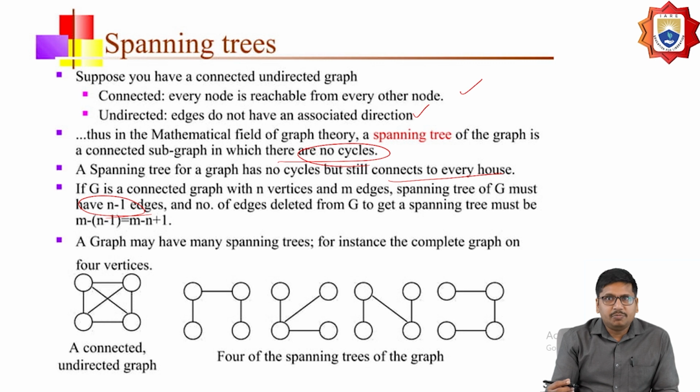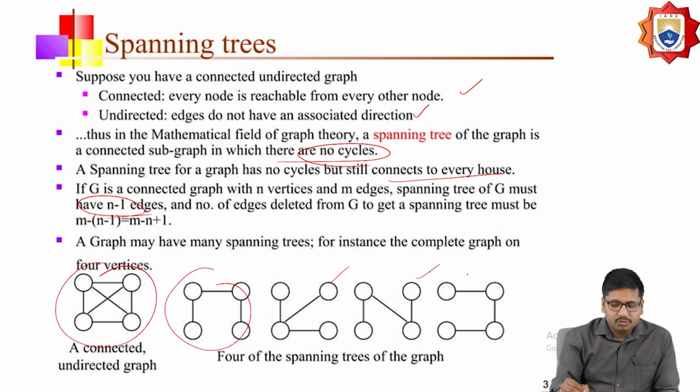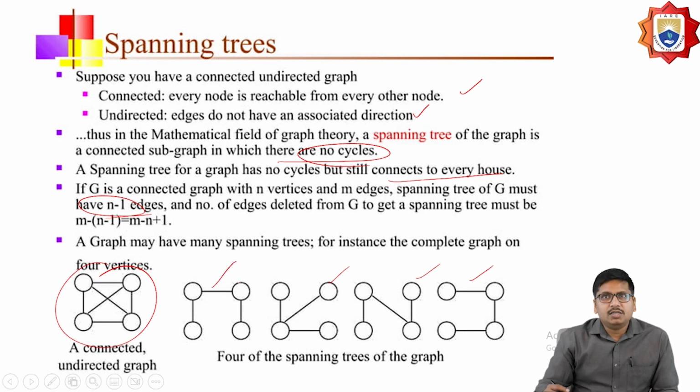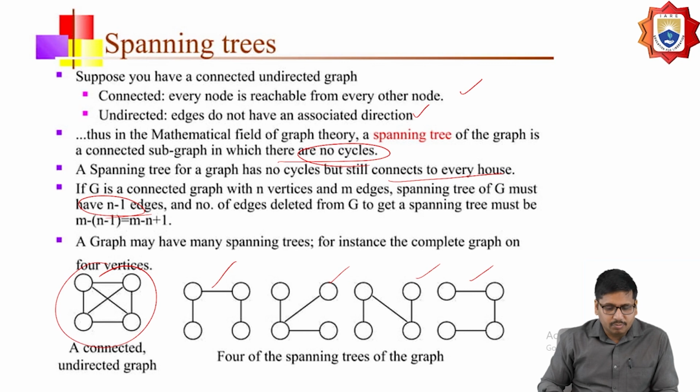Suppose a graph has many spanning trees; by looking at it, I can construct different types of spanning trees. The spanning tree of a graph is a connected subgraph which does not have any cycles, and there are different algorithms available for constructing a spanning tree. So if a graph is connected with n vertices and m edges, the number of edges deleted from the graph G must be m minus n plus 1.